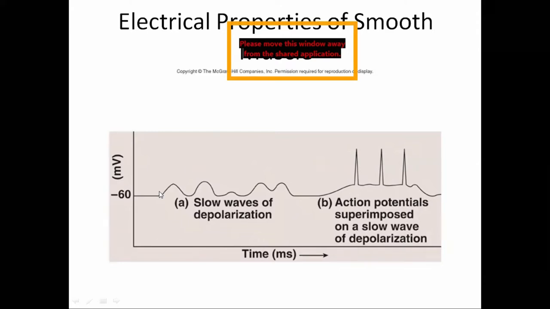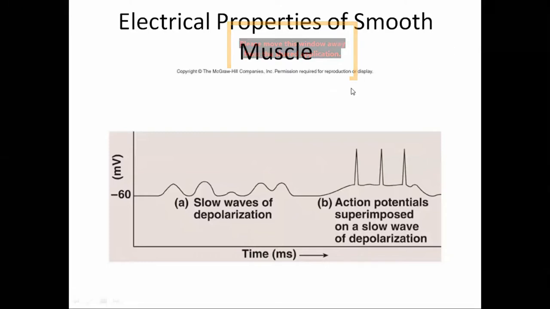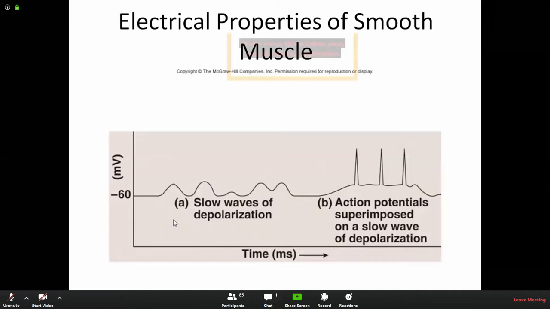So this slow wave of depolarization, the upstroke portion, is mainly due to the influx of sodium ion, and the spike potential is due to the influx of calcium ion. And spike means action potential, which is due to the calcium ion.